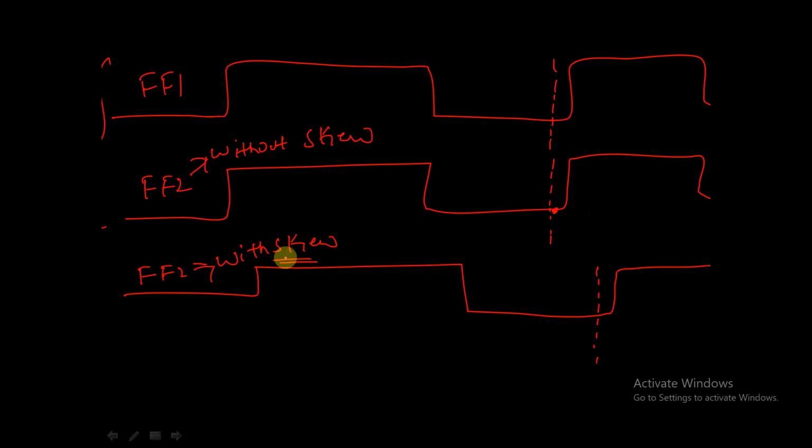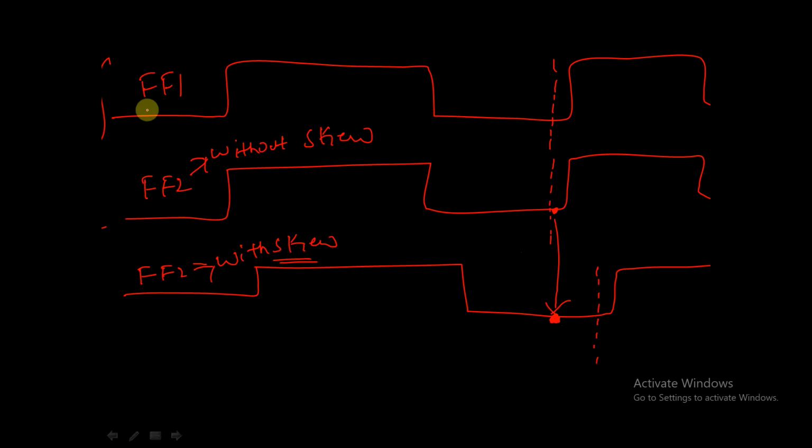But if we add the skew, then what happens? There is no change in the arrival time of the data. The data with skew also reaches here only. But you can observe there is no setup time violation. Because of the addition of skew, there is no violation of setup time. So this is how the skew is helping us to avoid the setup time violation.